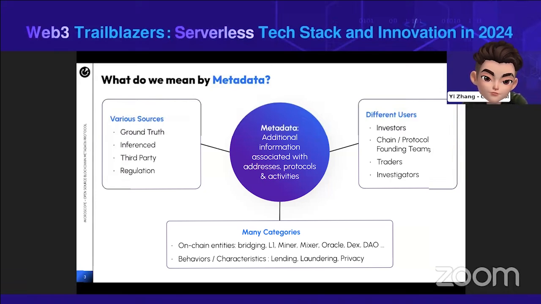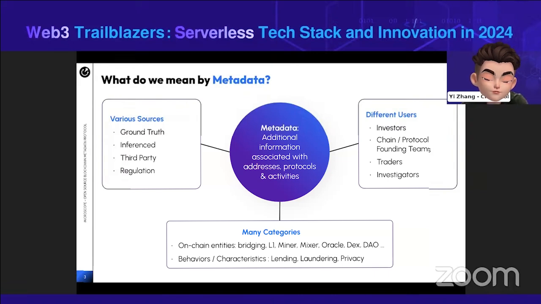Okay, when we're talking about creating metadata, there are a bunch of categories we can choose from. Some of them are about on-chain entities like bridges, miners, mixers, oracles, you name it. And some of them are about the behavior or characteristics of the address or protocols. Like if someone is involved in money laundering, we label it as money laundering. If someone is a power user of lending protocols, we label it as lending.